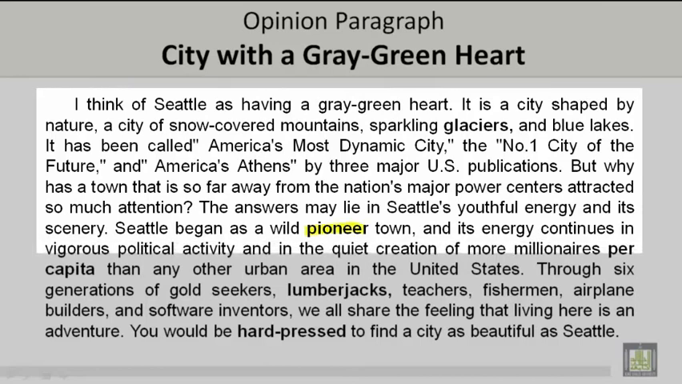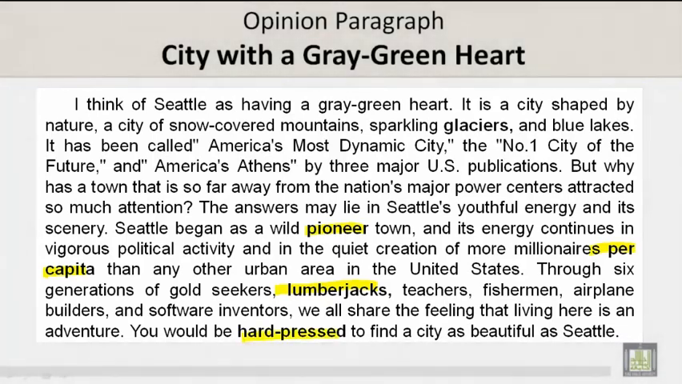Seattle began as a wild pioneer town, and its energy continues in vigorous political activity and in the quiet creation of more millionaires per capita than any other urban area in the United States. Through 6 generations of gold seekers, lumberjacks, teachers, fishermen, airplane builders, and software inventors, we all share the feeling that living here is an adventure.